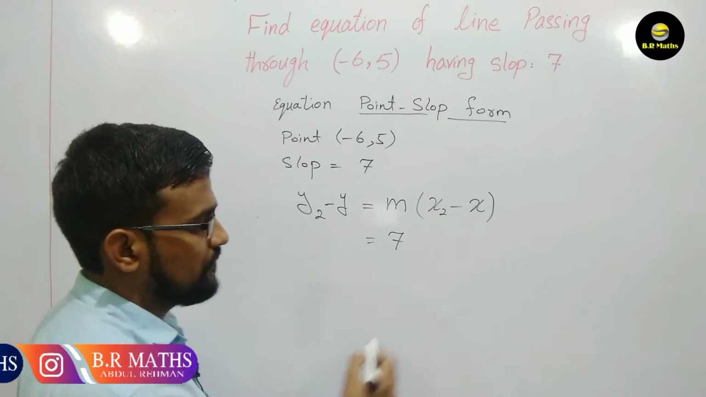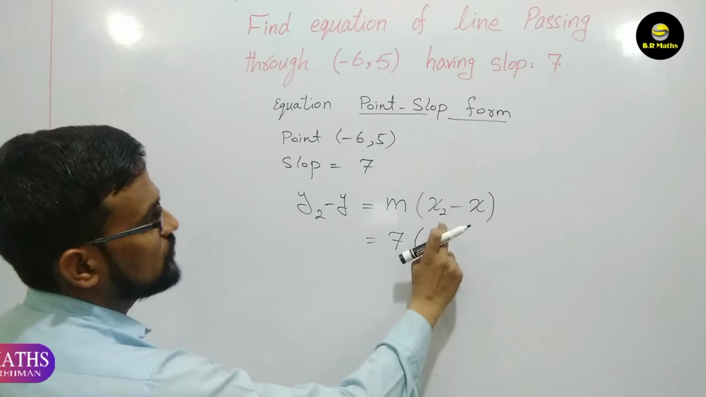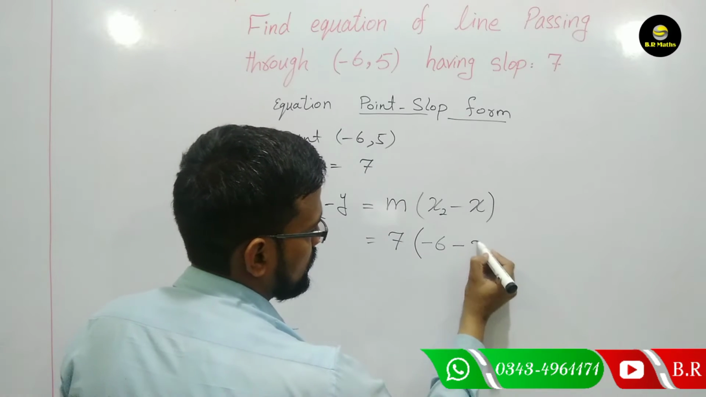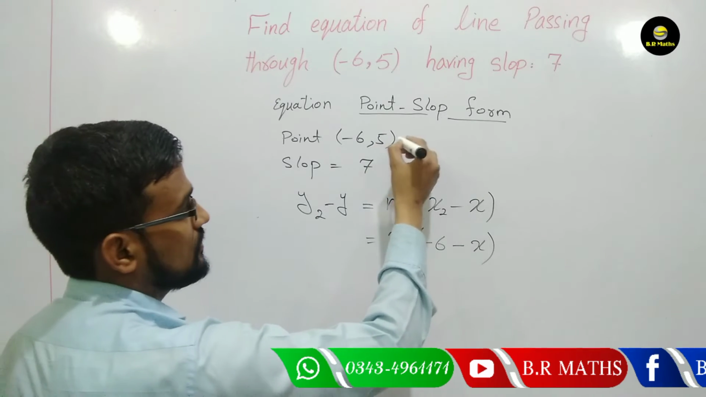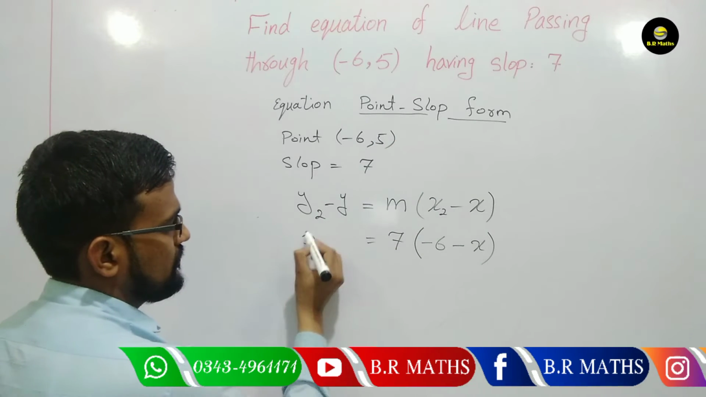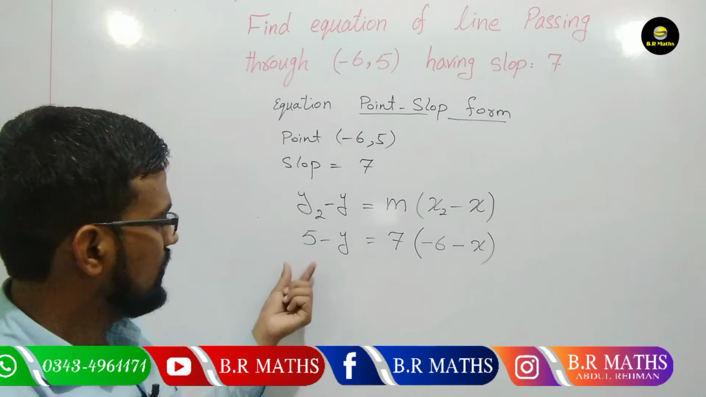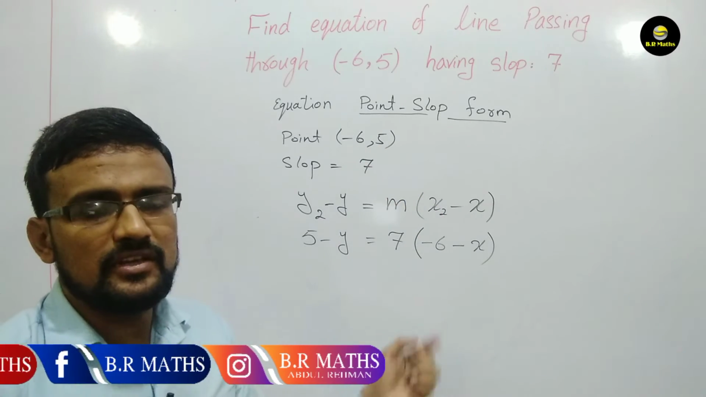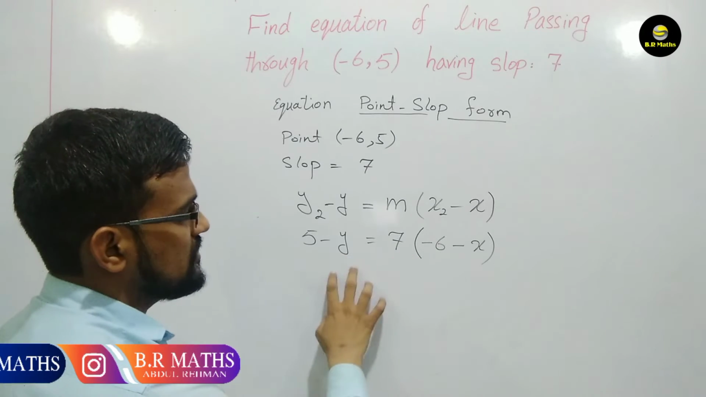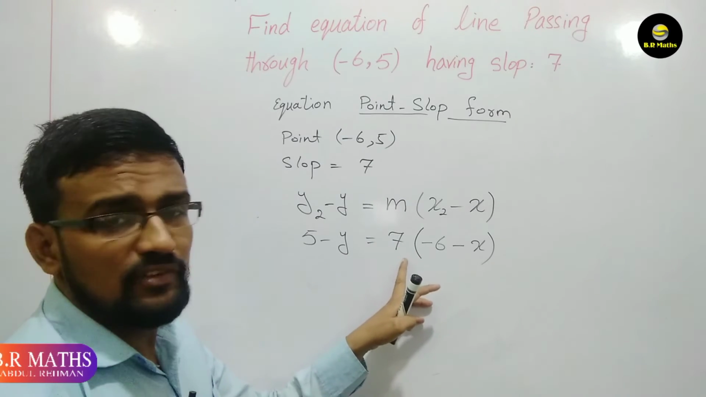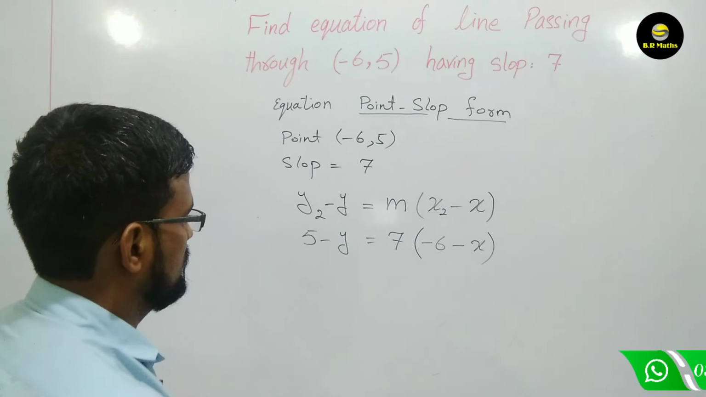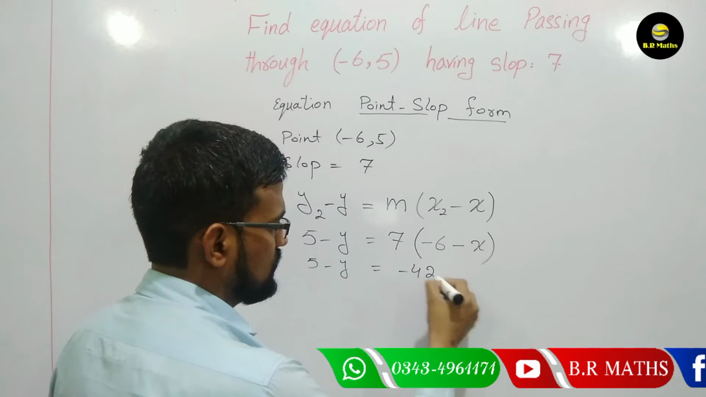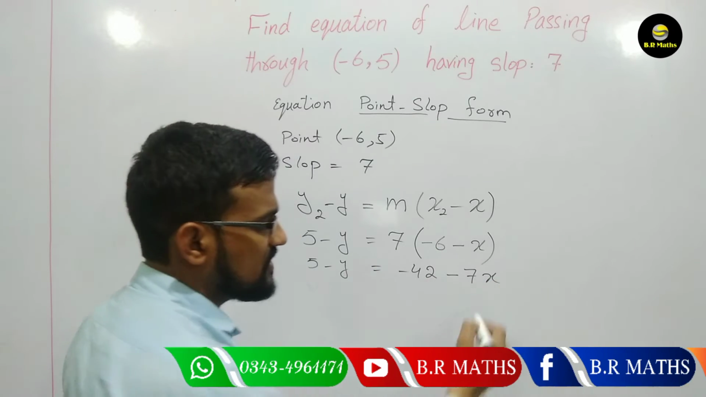7 is the slope. x2 means this one, minus 6, from this point, and y2 means 5, minus y. Okay, this is the 5 from here, and this is the x minus 6. So according to this, multiply the 7 with this bracket. Open the bracket: 5 minus y equals 7 times x, minus 7 times 6 is 42, minus 7x.